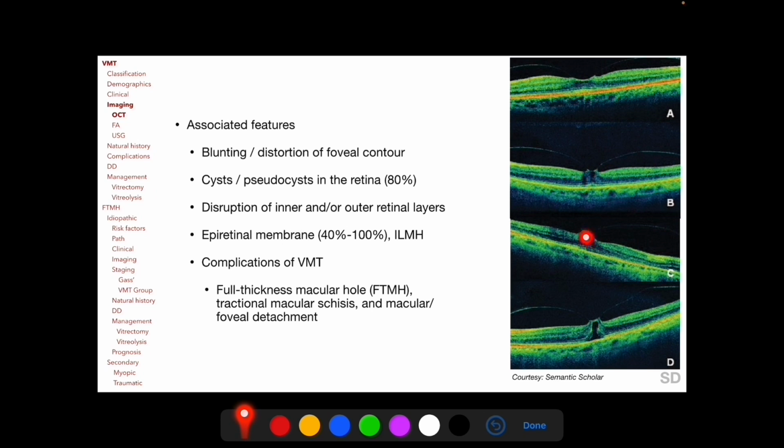Associated OCT features in eyes with VMT include blunting or distortion of the foveal contour, pseudocysts in the retina, which may occur in up to 80% of eyes with VMT, disruption of the inner and/or the outer retinal layers, epiretinal membrane, which has been reported in up to 40 to 100% of eyes with VMT, and complications of VMT such as full thickness macular hole, tractional macular schisis, and macular or foveal detachment.